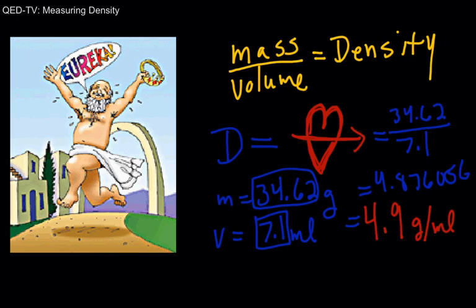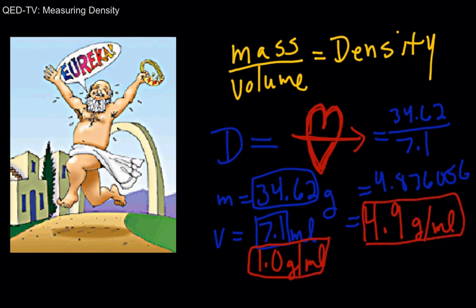4.9 grams per milliliter. Now, one thing we'll know about this is that if you remember, the density of water is 1.0 grams per milliliter, which means this object, whatever it is, will sink if I put it in water, because it's greater than 1. If it's greater than 1, it's going to sink. If it's less than 1, it would actually float on top. So this object, we calculated its density. We took its mass divided by its volume. We find out its density is 4.9 grams per milliliter, and that would actually sink in water.